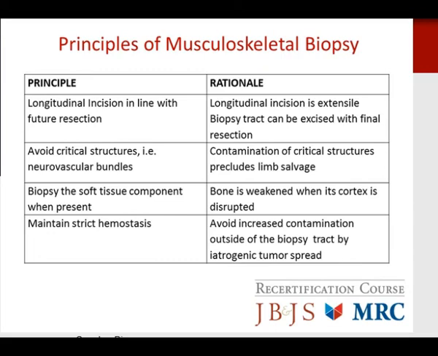I've shown you how these lesions can have soft tissue components, and ideally we biopsy the soft tissue component when present. First off, there's less processing that occurs to the tumor, so we're able to make a better diagnosis. And possibly more importantly, when a hole is made in weak bone, we make the bone even more predisposed to a displaced pathologic fracture. Finally, maintaining strict hemostasis is important. What this does is avoid contamination outside the biopsy tract. It will eliminate iatrogenic tumor spread. And if you had to place a small drain in order to maintain hemostasis, that is preferred over having a patient present with a very large bruise and bloody field later.